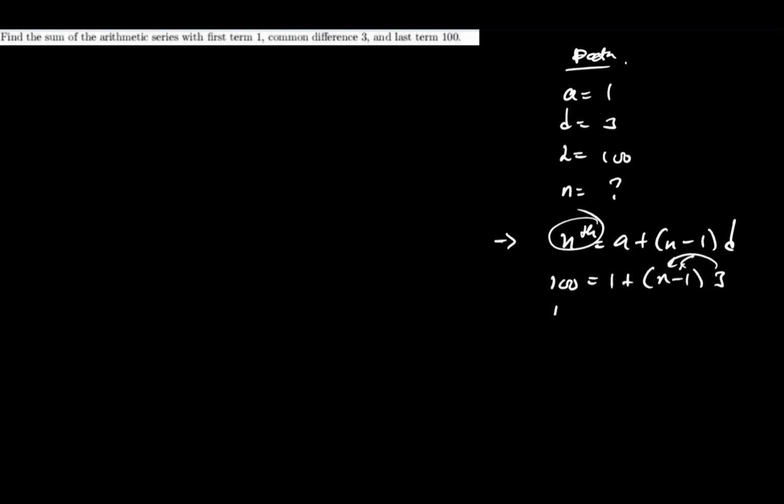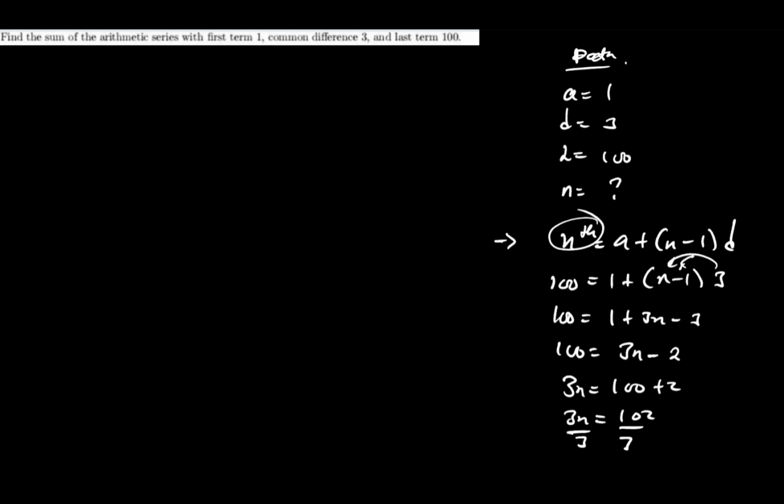out, we have 100 being equal to 1 plus 3n minus 3. So we have 100 being equal to, if we simplify this part out, 3n minus 2. So we have 3n being equal to 100 plus 2. So we have 3n being equal to 102, then n is equal to 102 divided by 3, which is 34.